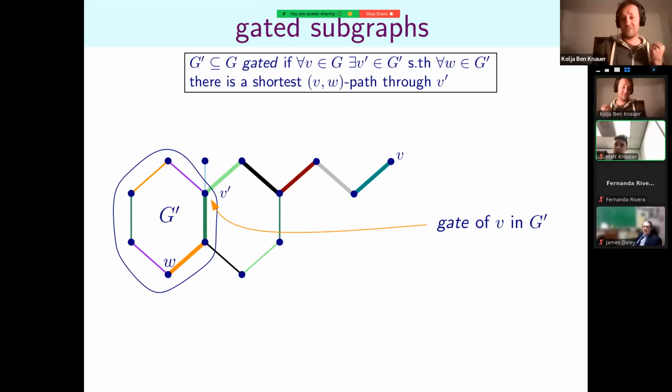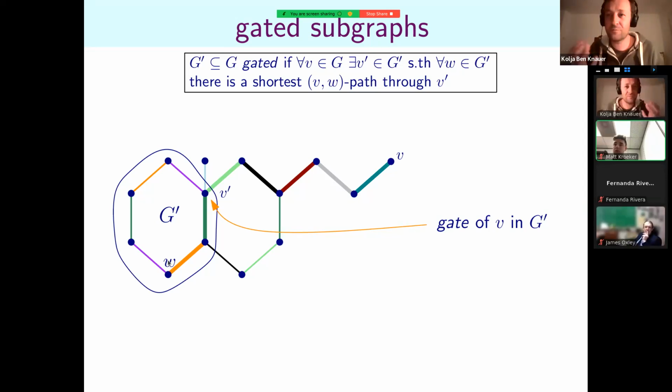You have to ask a little bit more of the convex subgraph, and for this you speak about gated subgraphs. So this is another standard term in metric graph theory. A subgraph, like this G prime here, is gated if for every vertex outside, there exists a unique gate in the subgraph. This means for every other vertex inside the subgraph, there exists a shortest path from V through the gate to this other vertex.